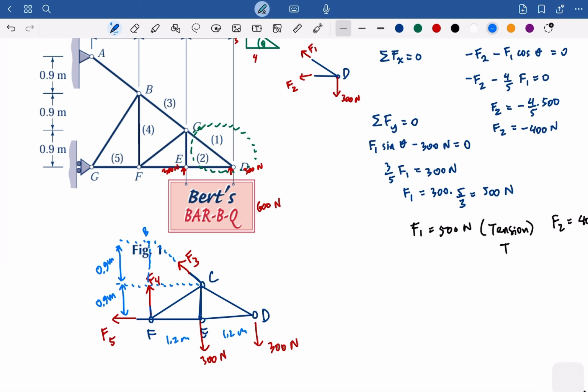Okay, now we could take these conditions. So we imagine that the section was imaginary cut. Okay? We cut and we make a new free body diagram. There will be three unknowns, right? There will be three unknowns, which are F3, F4, and F5.